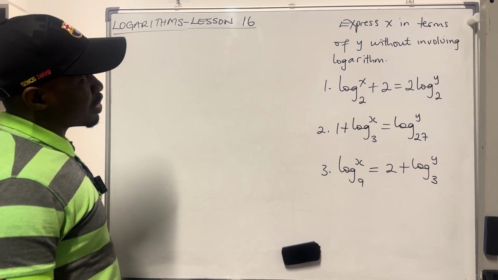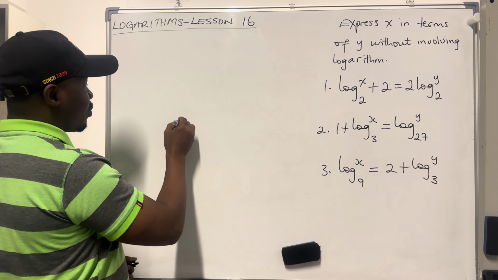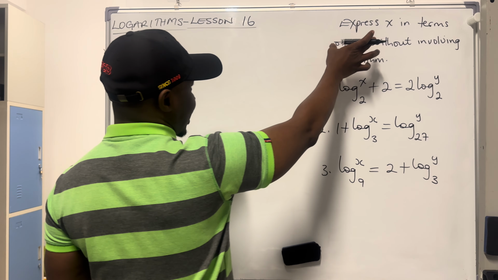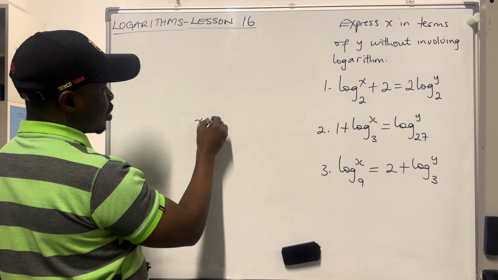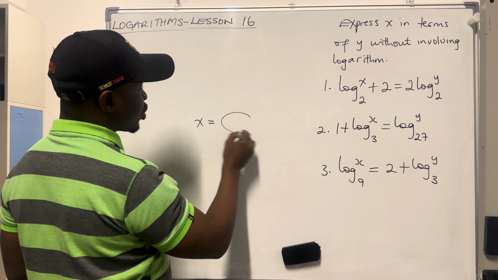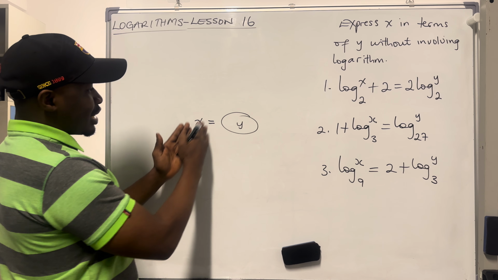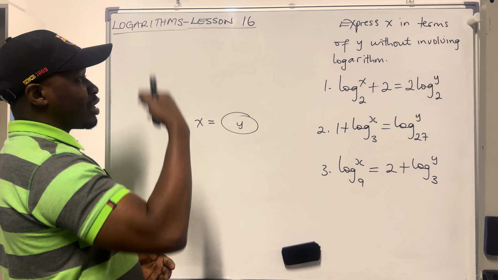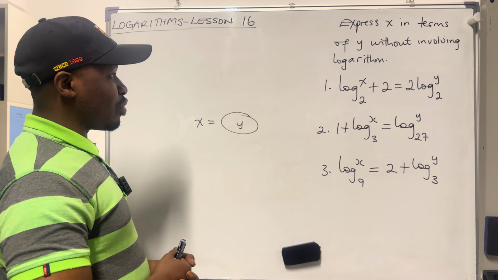The question is to express x in terms of y without involving logarithm. Express x in terms of y means find the value of x, but on the other side, there must involve y. So this is expressing x in terms of y. Without logarithm means the final answer must have no log. That is all we want.